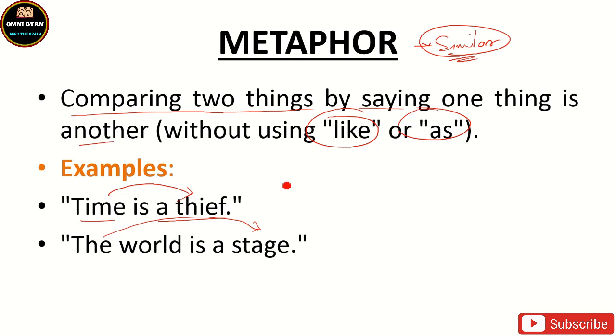Now here, do you find the word like or as? No, it is not there. You use a metaphor without using like or as. But in simile, you have to use like or as.